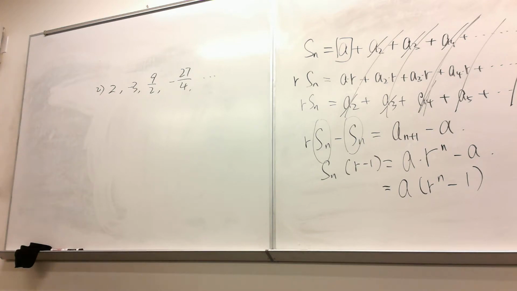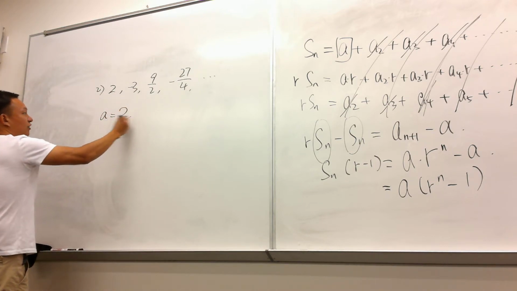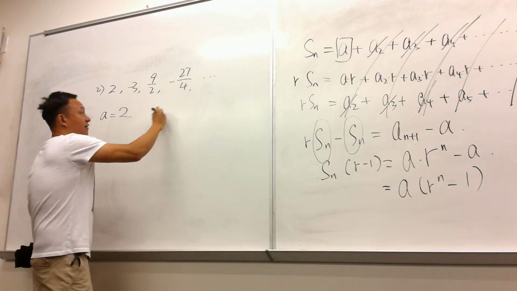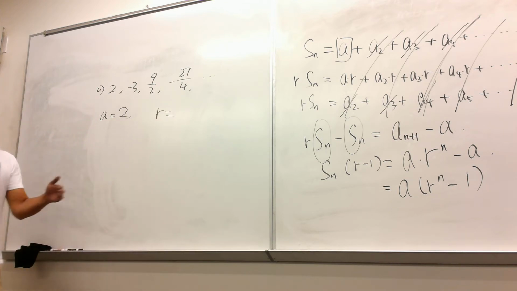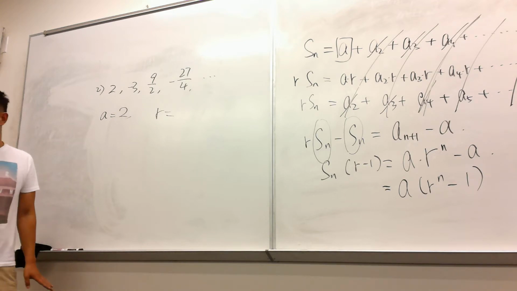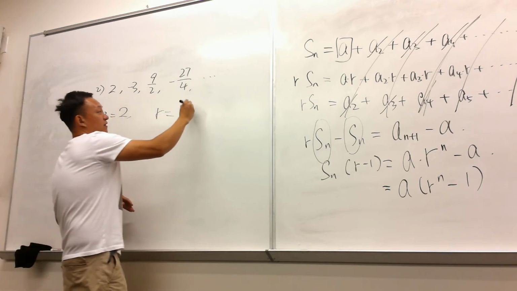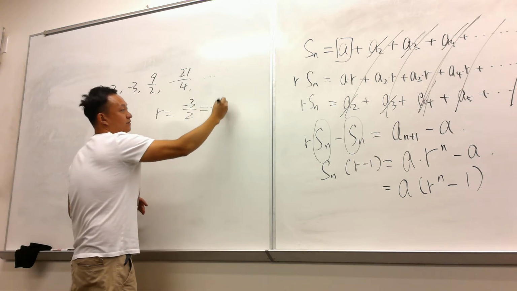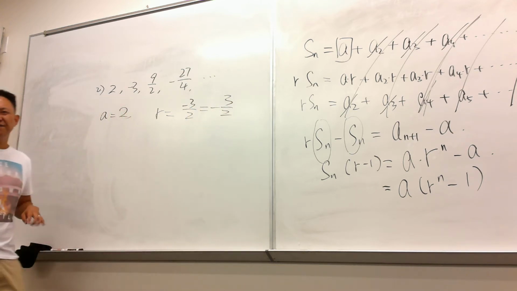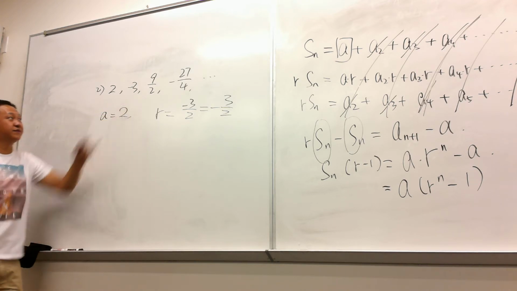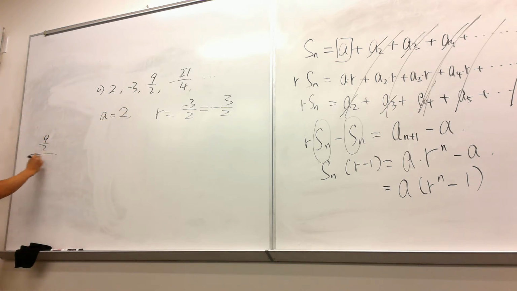First question is, what's the first term A? 2. Okay, and what is the common ratio R? R equals what? Negative 3 over 2. That's it, guys. Again, don't overthink. The second term over the first term equals negative 3 over 2. And guys, if you doubt yourself, you can use the third term, for example, 9 over 2 over the negative 3, and this equals 9 over 2 times negative 1/3. And this gives you negative 3 over 2 still.